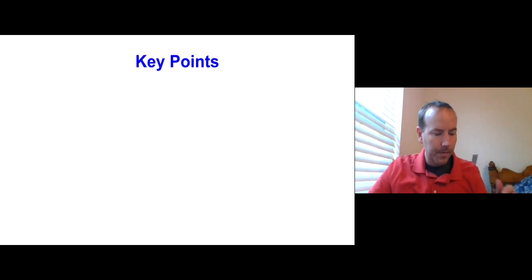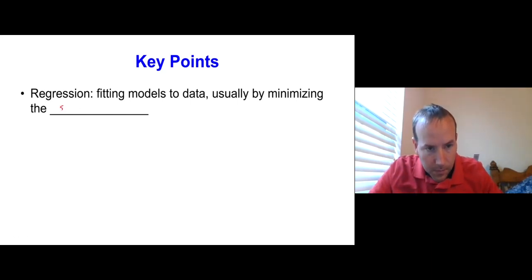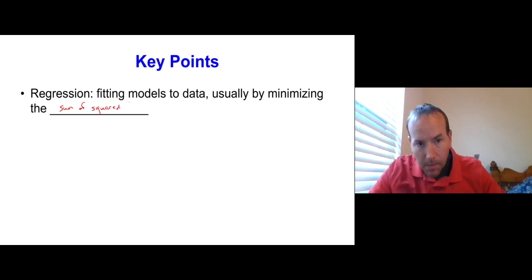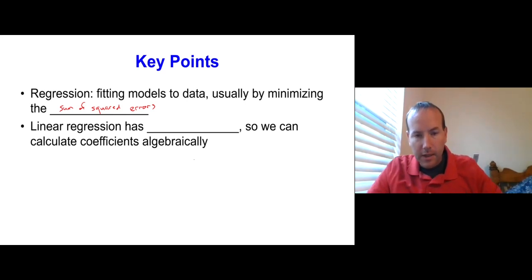Because this builds on the past lecture, it's important to review some of the key points from that past lecture. The first is, what do we mean by regression? What we mean by regression is that we're fitting models to data, usually by minimizing the sum of squared errors. And one of the nice things about linear regression, as we found so far, is that it has unique solutions.